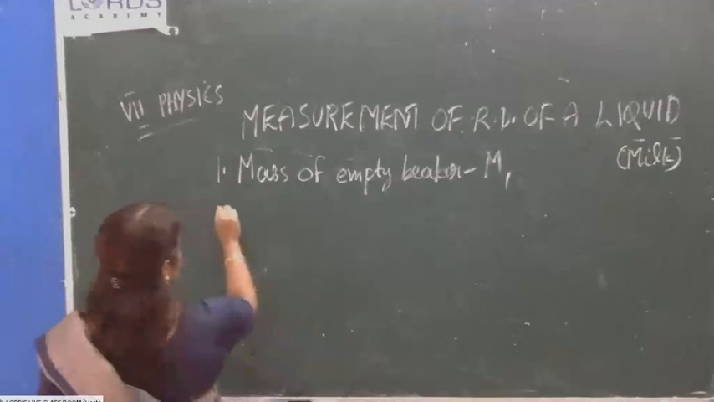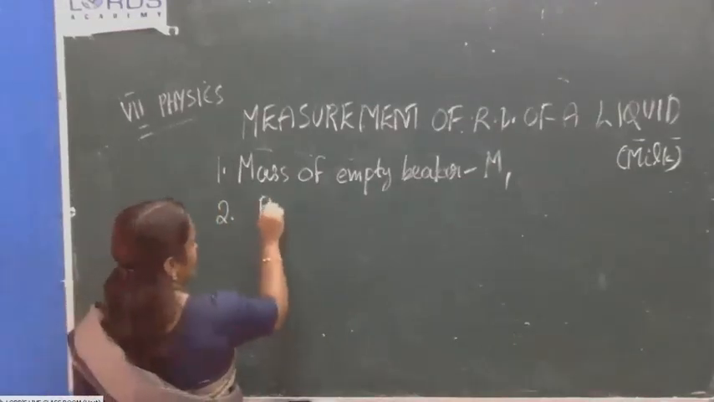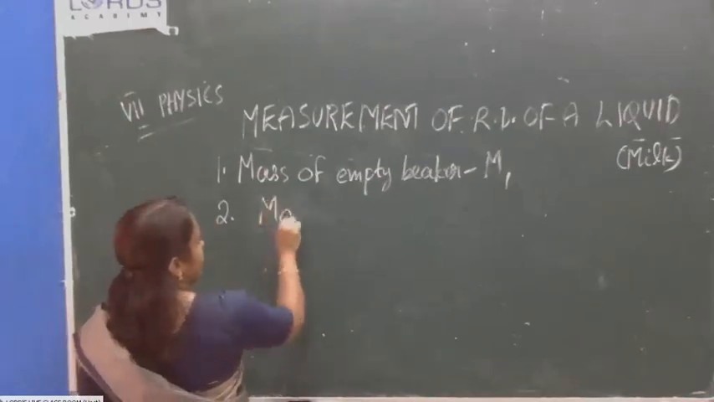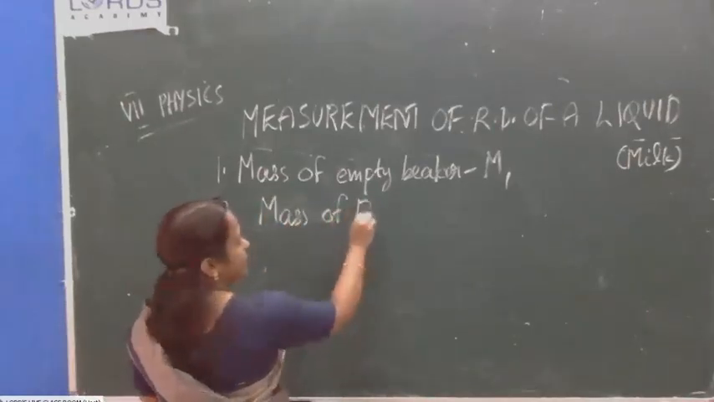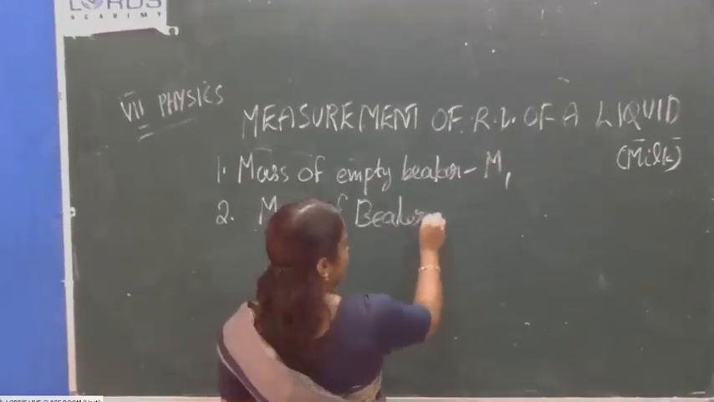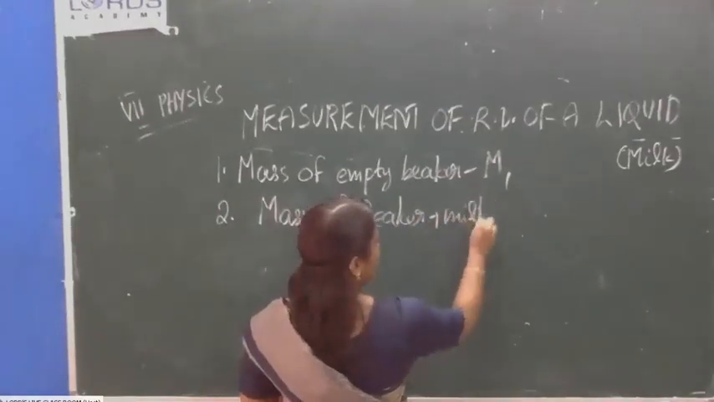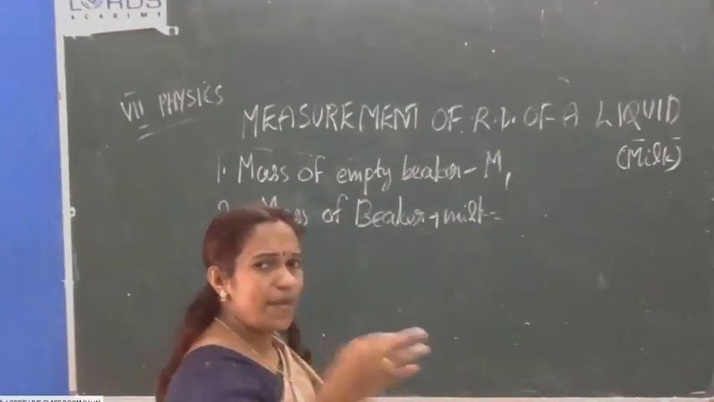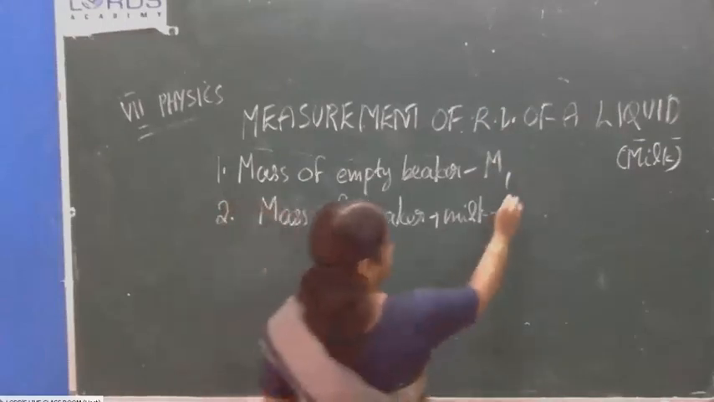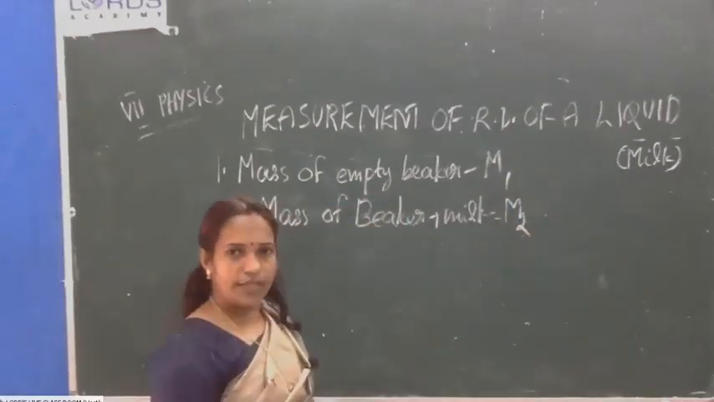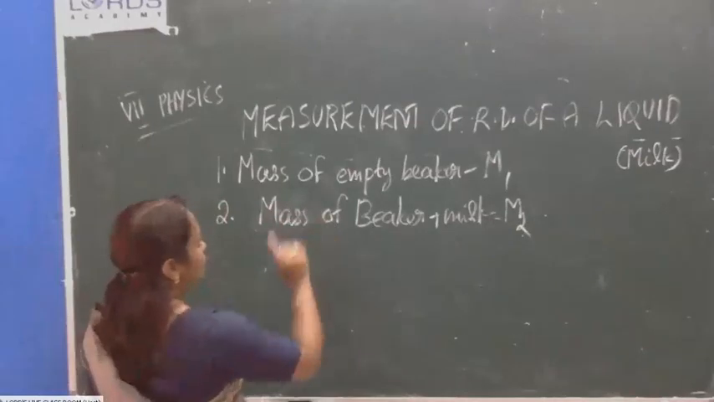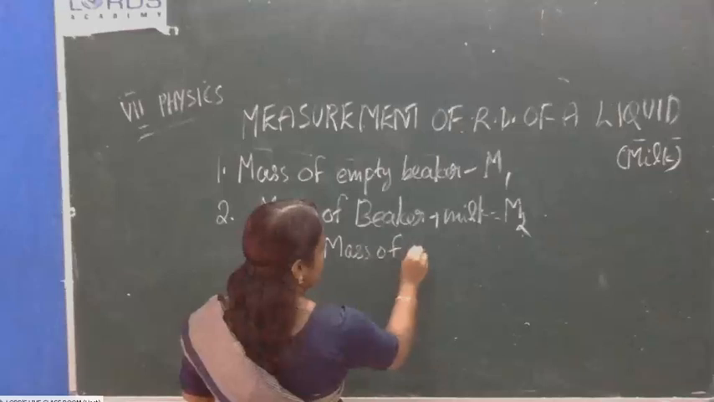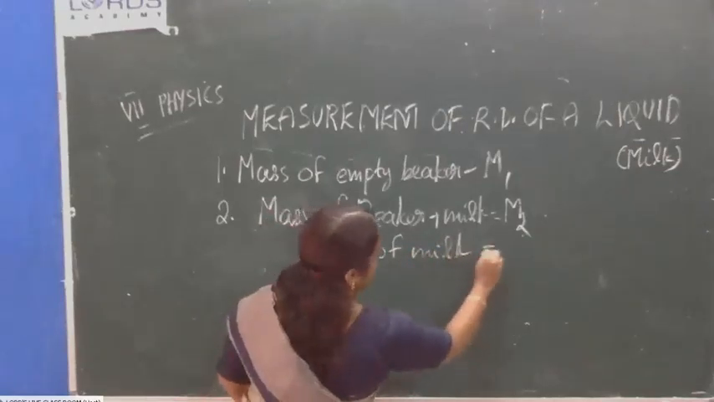Then I am measuring its mass. In this beaker I have taken this milk, isn't it? So the mass of beaker plus milk. Clear? After pouring the milk into this beaker, I measure its mass. Let it be M2. If I have to get the mass of milk, what I have to do? Say, mass of milk. From which?